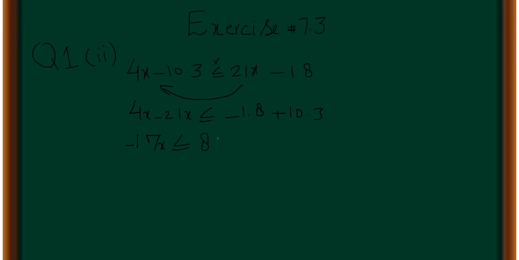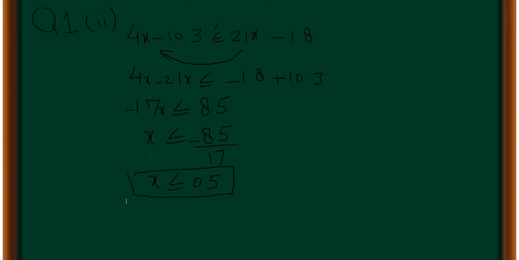So minus 17x less than equal to 8.5. Minus 17 will be divided on the right side of the equal sign, 8.5 over minus 17. Okay, as one digit is in point, we give the answer in point. 8.5 divided by 17 is equal to 0.5. So x is less than equal to 0.5. This is the answer of part number 2, question number 1.